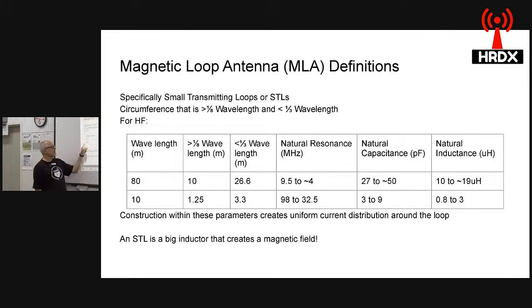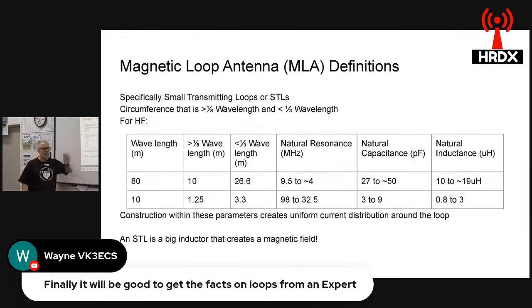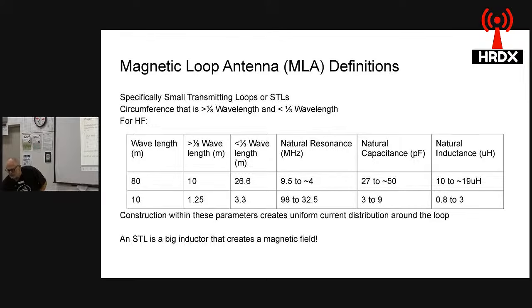Natural resonance. Now, this is the resonance of a loop which is this sort of size, is somewhere between 9.5 and 4 megs. So, okay, that's getting pretty close. It's got a bit of capacitance and it's got a bit of inductance, obviously. And if we come down to the other end of the HF spectrum, same thing, but you'll see natural resonance. This is 10 meters, so this is 28 megs, but the natural resonance of that sort of size loop is up in this sort of area. Absolutely fascinating. So STL, it's just a big inductor. So think inductor, but this inductor transmits really well.